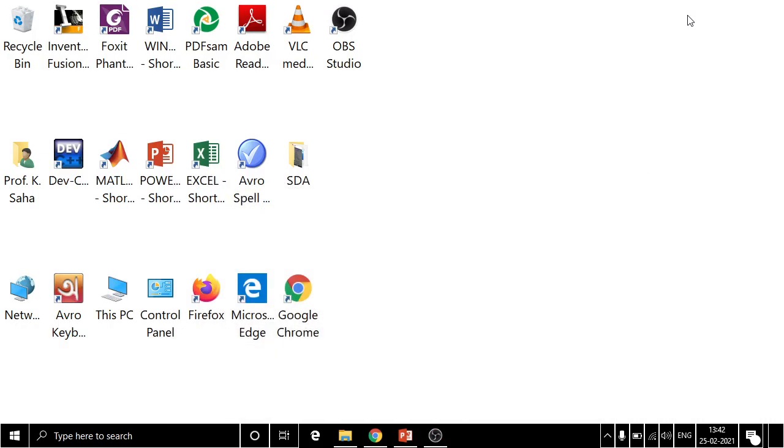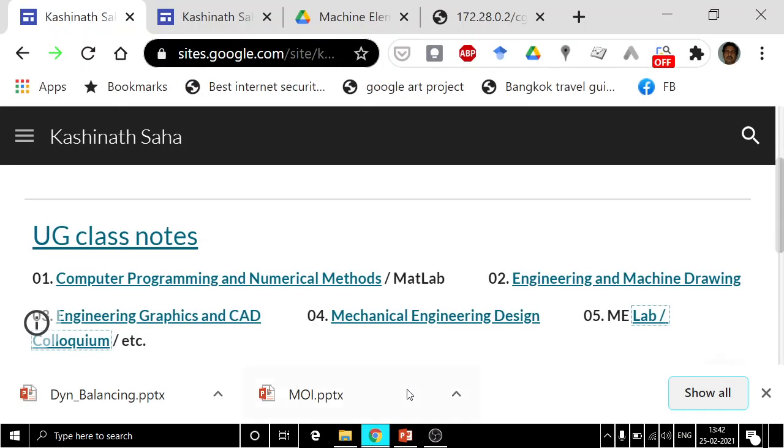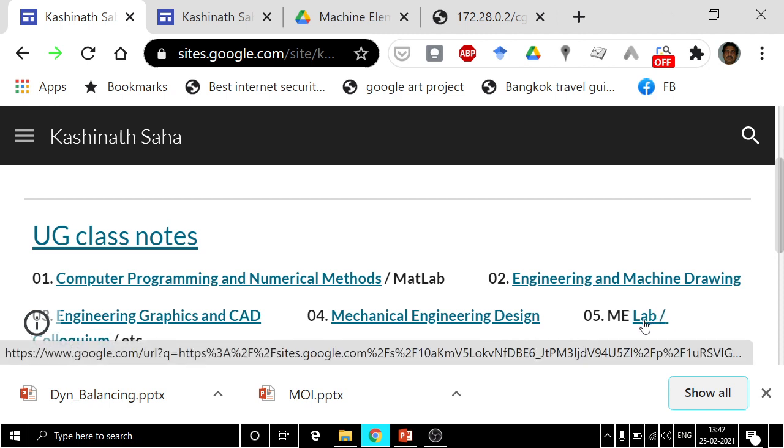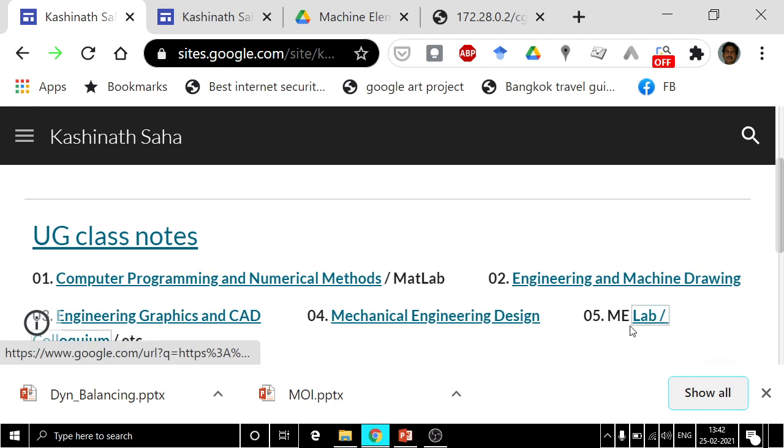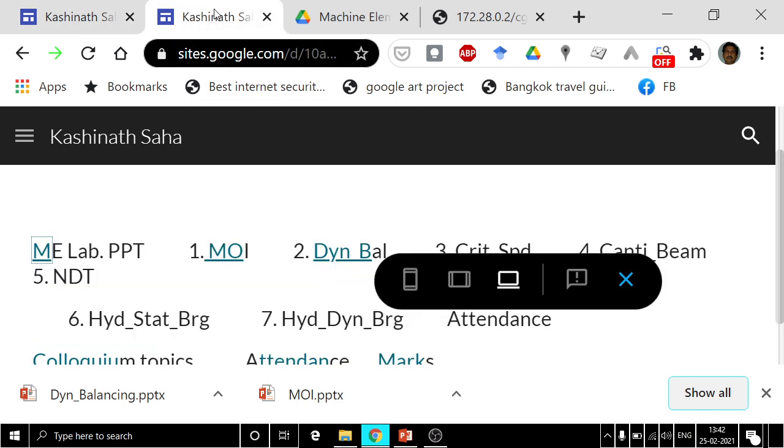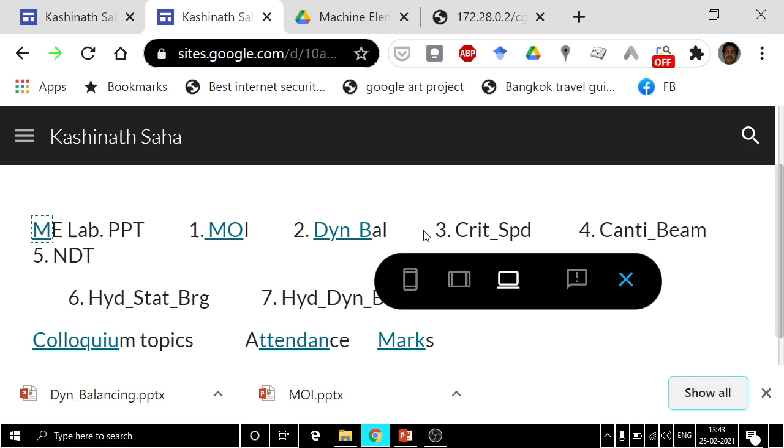Today we will talk about a new topic, which is this machine elements lab. This is part of your sessional work. So let us go there. You click on this link, this particular one, and it will get opened. You see here what we have is the content of this machine elements lab.